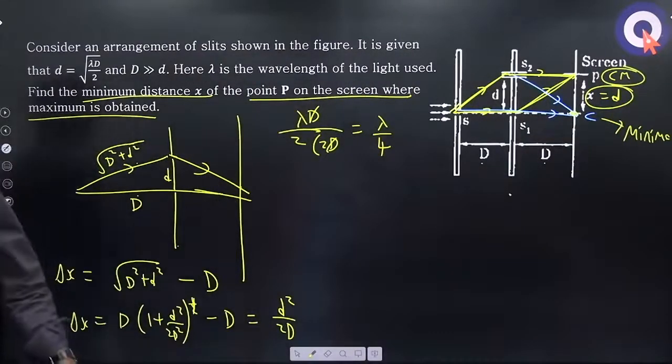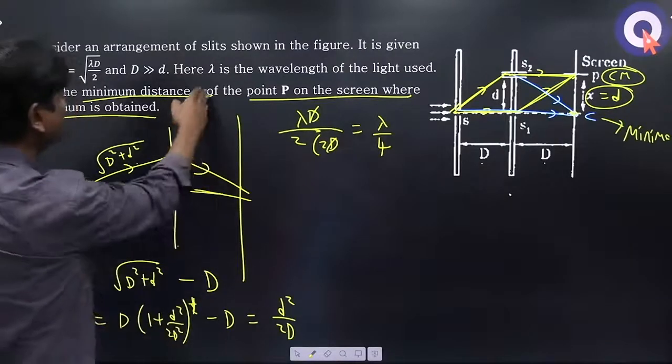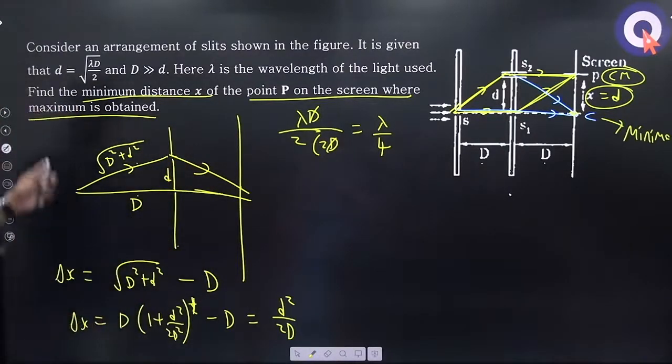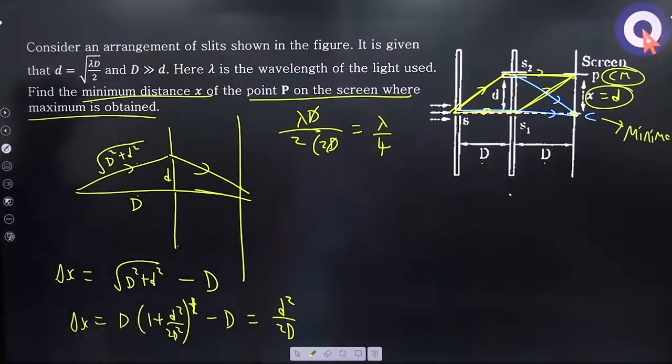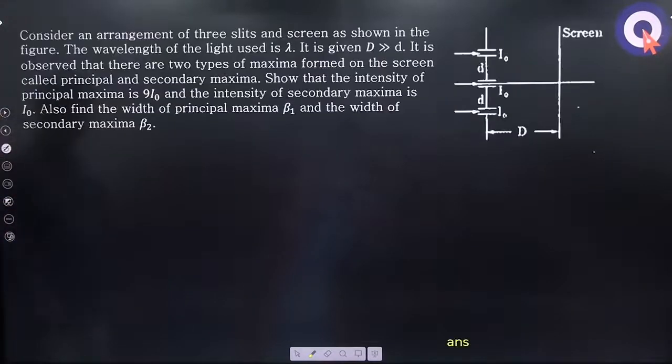And they are also asking, find the minimum distance x of the point P on the screen where maximum is obtained. x equal to d. Okay, hope it is clear. Right. Go to the next one. Just go through this question.